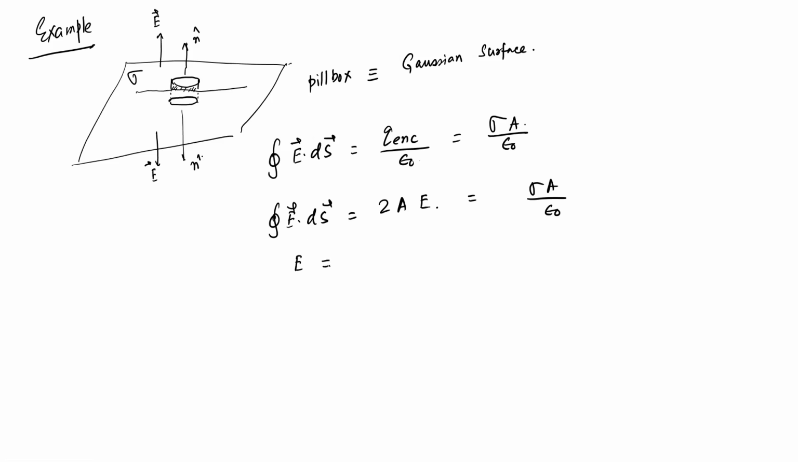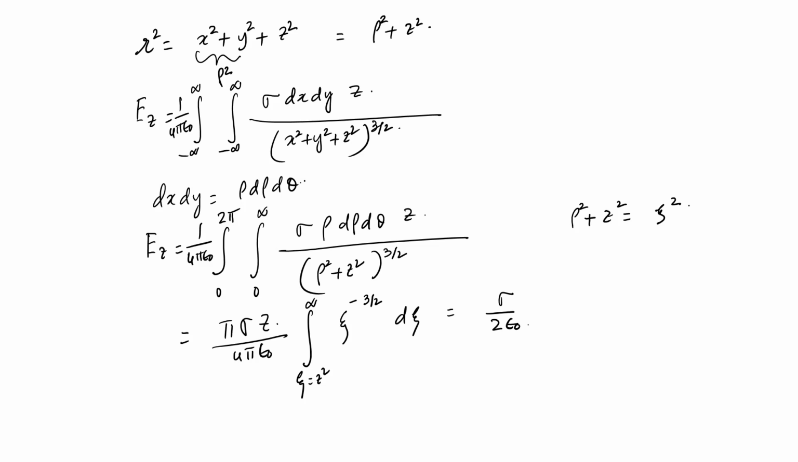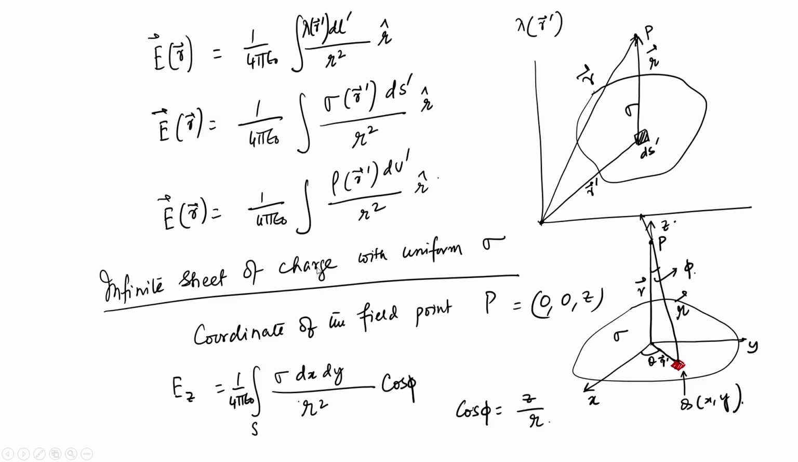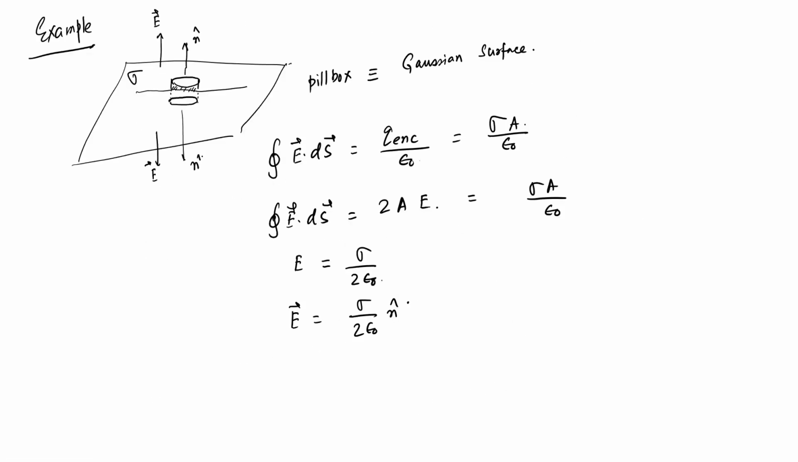So, E is equal to sigma by 2 epsilon 0, the result that we got, and if you want to write it in vector form, it is sigma by 2 epsilon 0 n cap, as we just saw. We have not put the direction here, but the direction is perpendicular to the sheet. So, instead of doing this integral with all this change of variables, the problem is much simpler here, where you simply apply the divergence theorem and get the result.